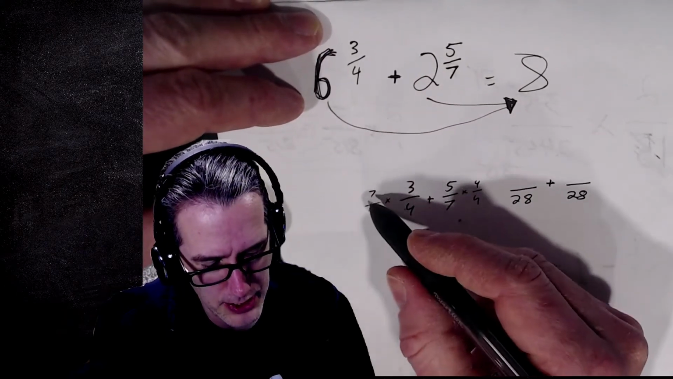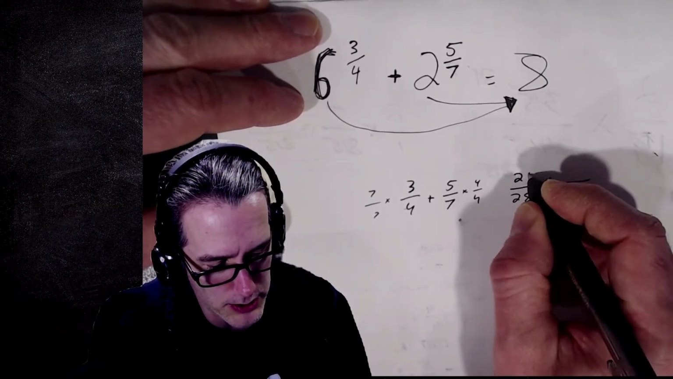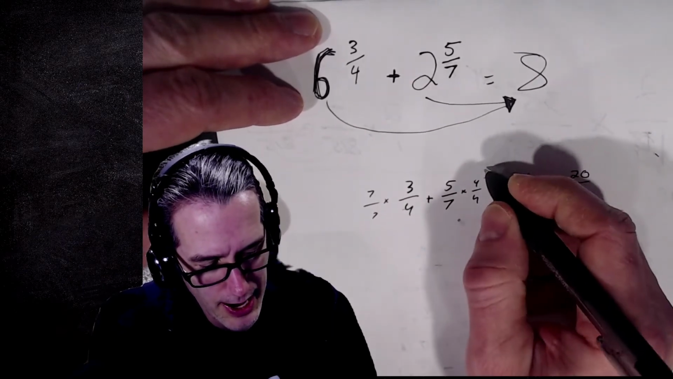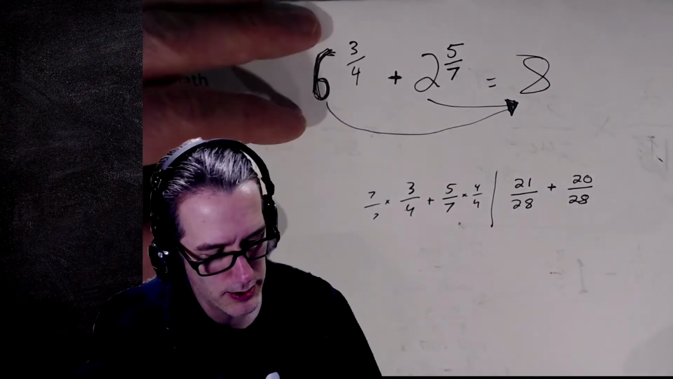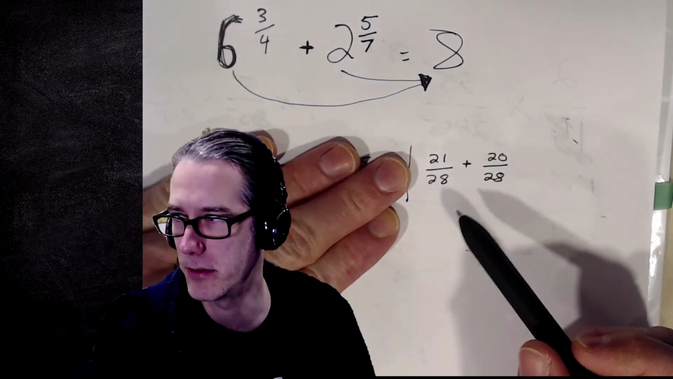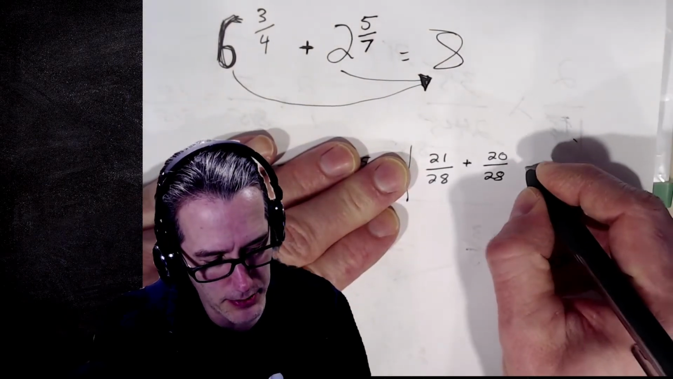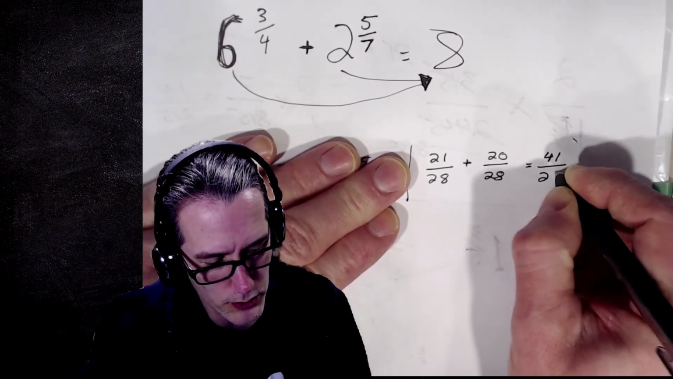So then that means across the top, I go 7 times 3 is going to be 21, and 4 times 5 is going to be 20. Now I have my new fraction question right here. It's starting to look a little bit familiar. Yeah, we got that 21. So now I just add them across the top, bringing us up to 41 over 28.